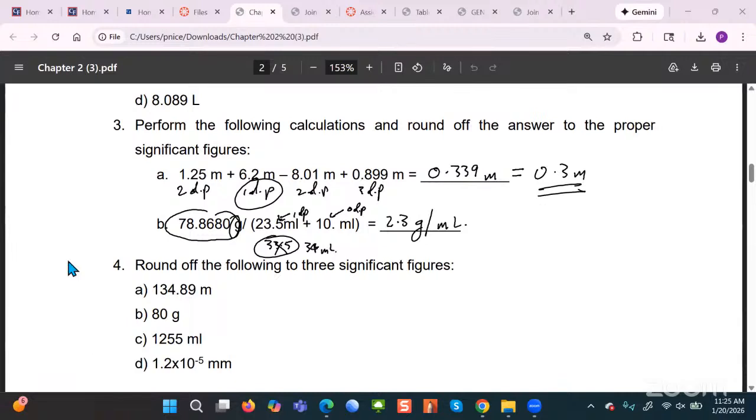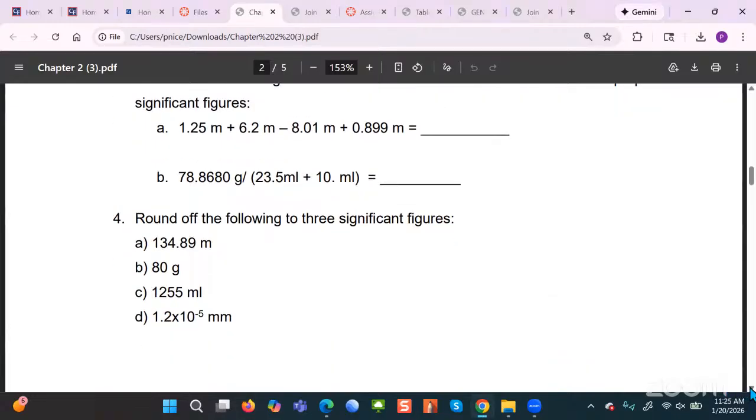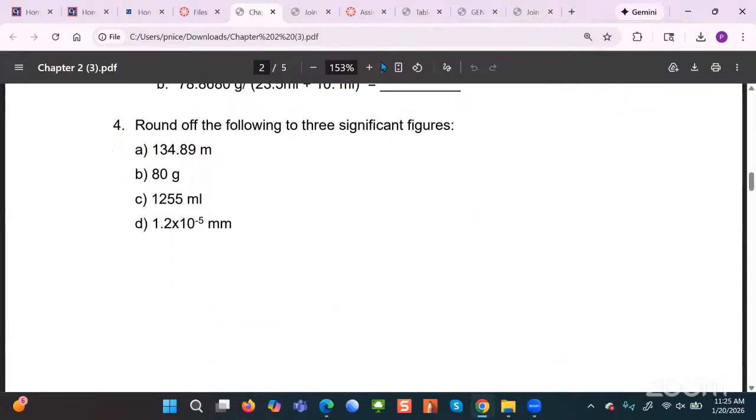Let me clear this first. It says round off the following to 3 significant figures. So now they're specific here. They're saying that each of these numbers you need to round off to 3 sig figs. All right. So what would be the answer for 4A? 135 meters would be correct.